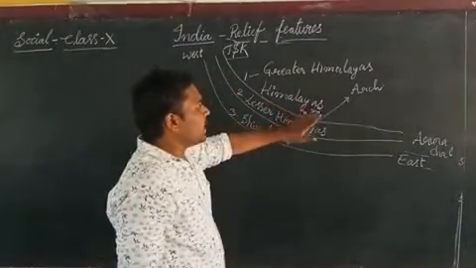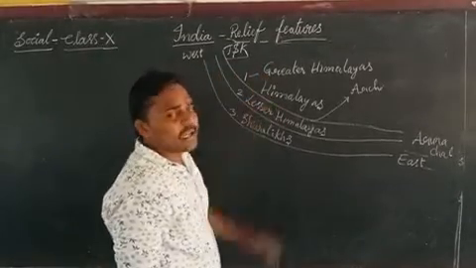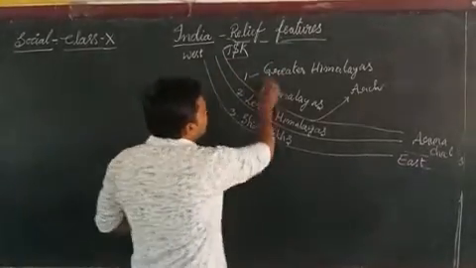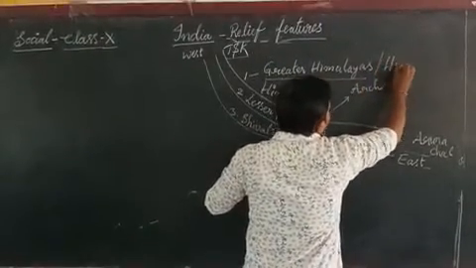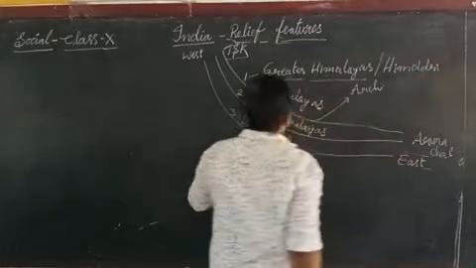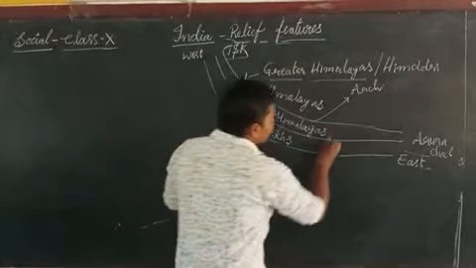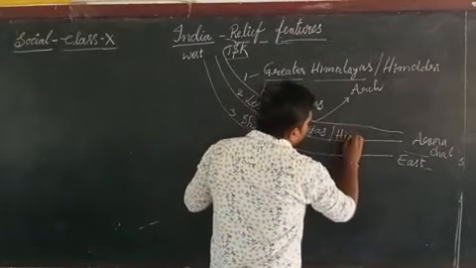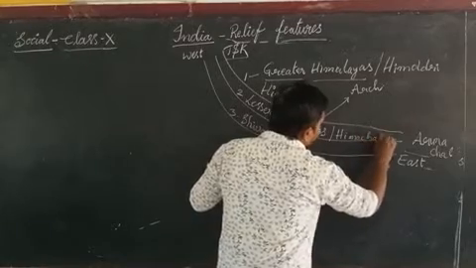The entire Himalayas are categorized into three types. Those are the Greater Himalayas. This Greater Himalayas is also called as Himadri region. Okay. Next, the Lesser Himalayas are also called as Himachal region.